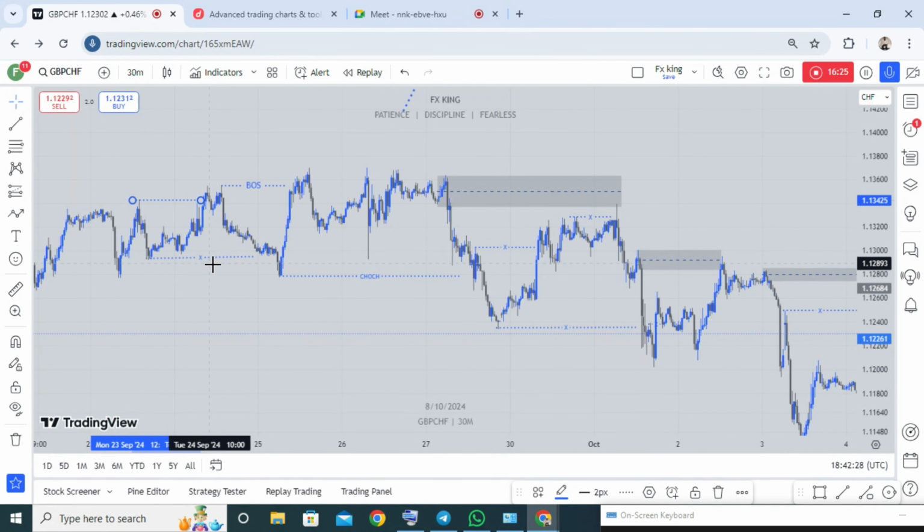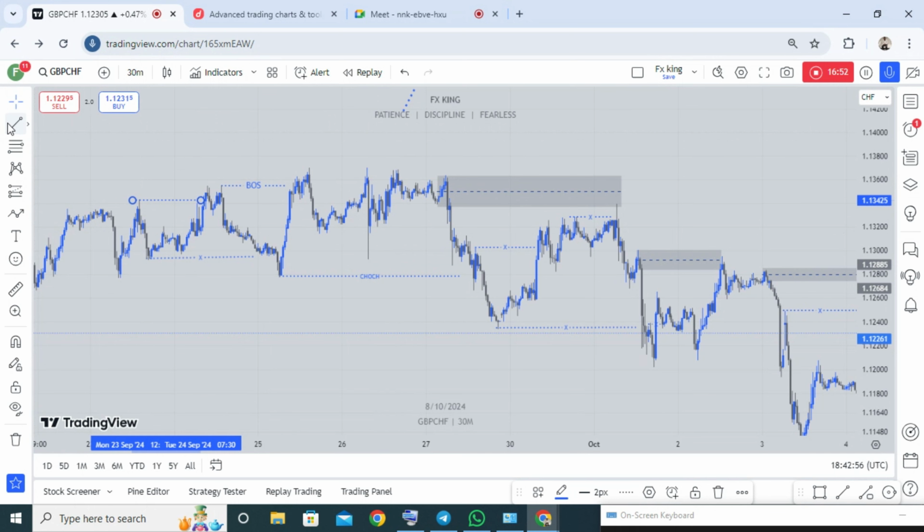This first pullback here is called an inducement. And once it took out this inducement, we waited for a break of structure. This is our last break of structure in this case. When this break of structure occurred here, we were still bullish, still expecting price to go up.